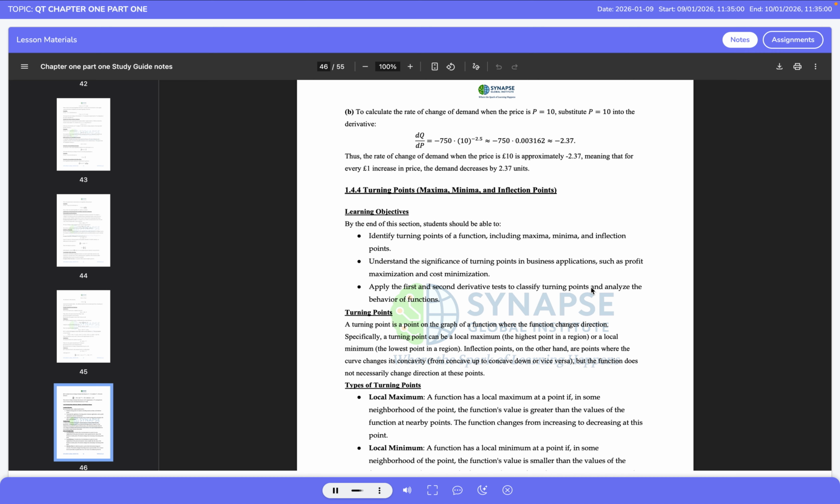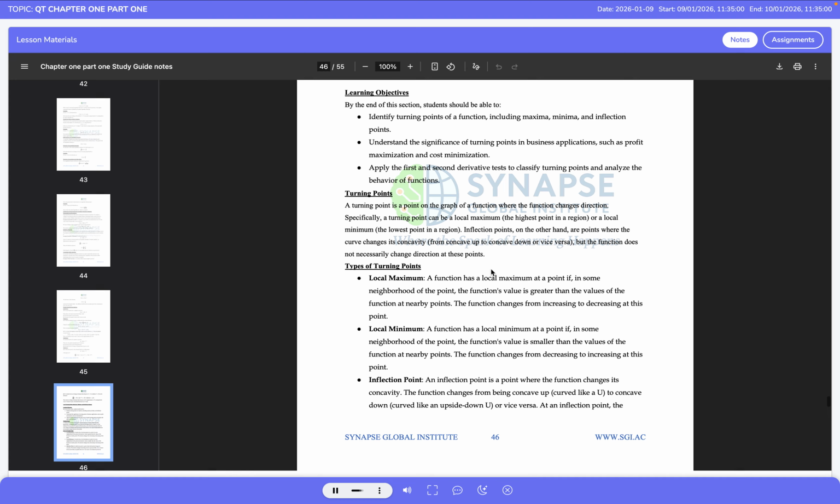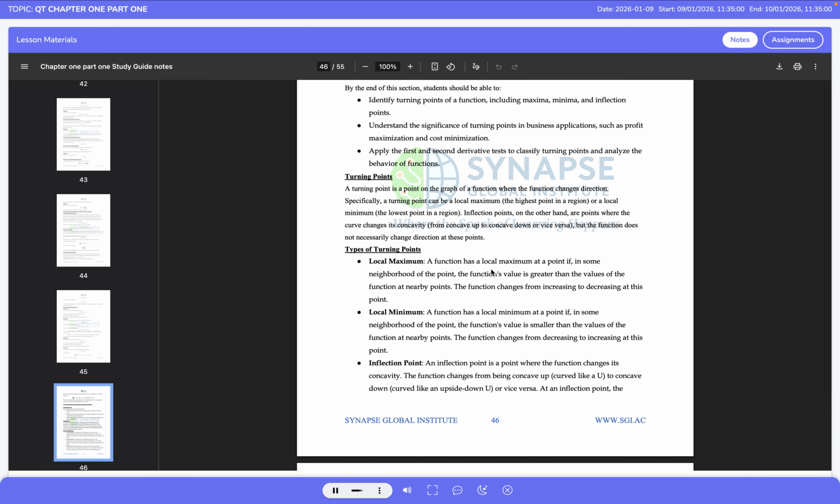By the end of this section, you should be able to identify turning points of a function, including local maxima, local minima, and inflection points, understand their significance in business applications such as profit maximization and cost minimization, and apply the first and second derivative tests to classify these points and analyze the behavior of functions.